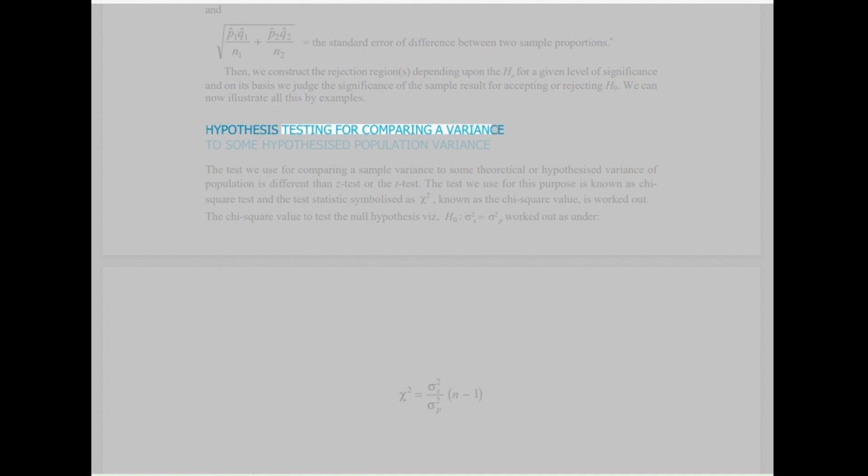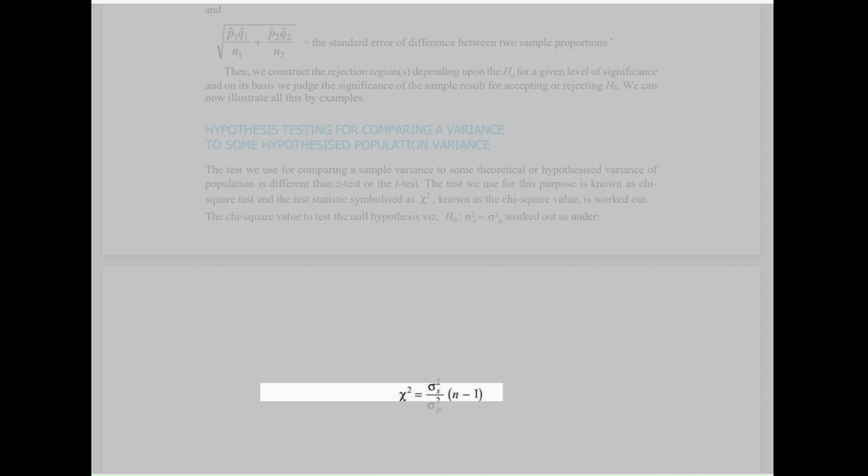Hypothesis testing for comparing a variance to some hypothesized population variance. The test we use for comparing a sample variance to some theoretical or hypothesized variance of population is different than z-test or the t-test. The test we use for this purpose is known as chi-square test, and the test statistic symbolized as chi-square, known as the chi-square value, is worked out. The chi-square value to test the null hypothesis with H0 is worked out as under.